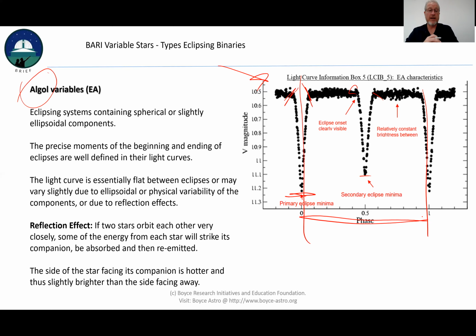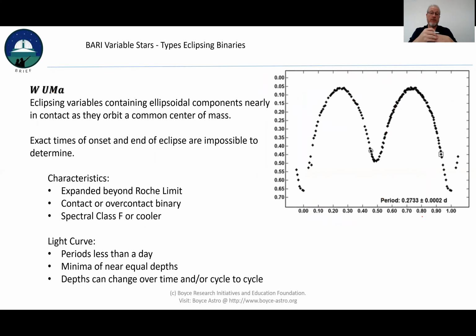What's a reflection effect? If two stars orbit each other very closely, some of the energy from each star will strike its companion. That'll be absorbed and re-emitted back out as a luminosity effect, as extra flux that we receive. The side of the star facing its companion becomes hotter and thus brighter than the side that's facing away. So this reflection effect from one to the other can have an impact on light curves.